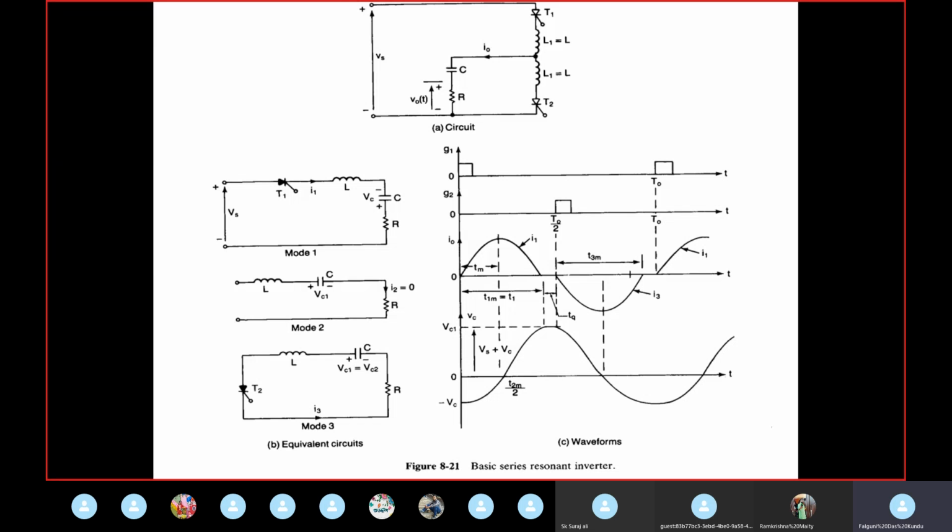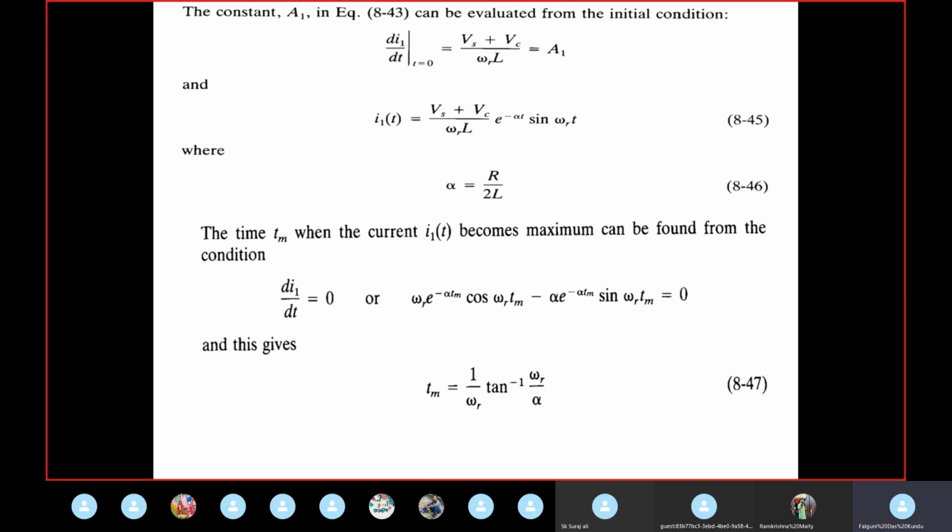And we have to find out the value of A1. So we can evaluate it from the initial conditions, that is at t equals 0, we get A1 is nothing but (Vs plus Vc) by omega r L. So from that condition we replace the value of A1. Then what is alpha? Alpha is nothing but R by 2L.